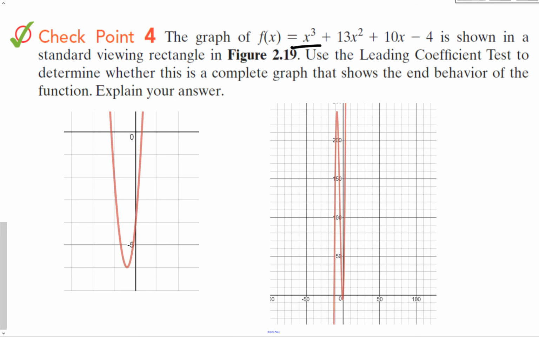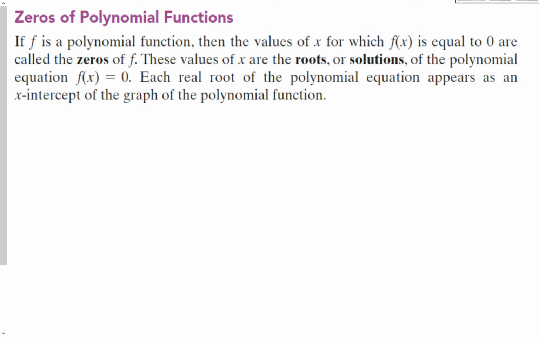Okay? So, next section is called zeros of a polynomial function. If f is a polynomial function, then the values for x, which f of x is equal to 0, are called the zeros of the function. These values of x are also called roots or solutions of the polynomial equation f of x is equal to 0. Okay, so that's just a really nuanced definition a little bit.